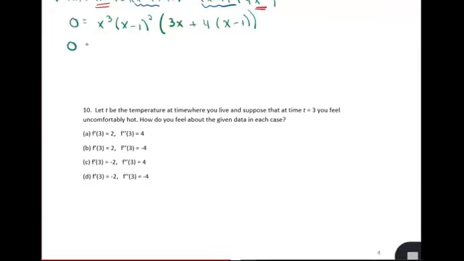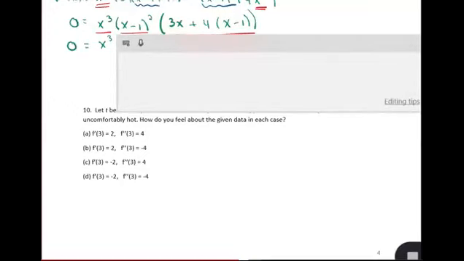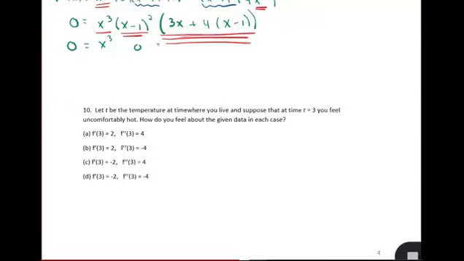We can set it equal to 0, which means each piece can be set equal to 0. Do you see the 3 different pieces? Here's 1 piece, here's 2 pieces, and here's 3 pieces. They're all products, so each term of our product can be set equal to 0. So that means that x to the 3rd equals 0. Oops, I forgot the equals. x minus 1 is equal to 0, and let's go ahead and clean this up right here. So that'll give us 3x plus 4x minus 4.